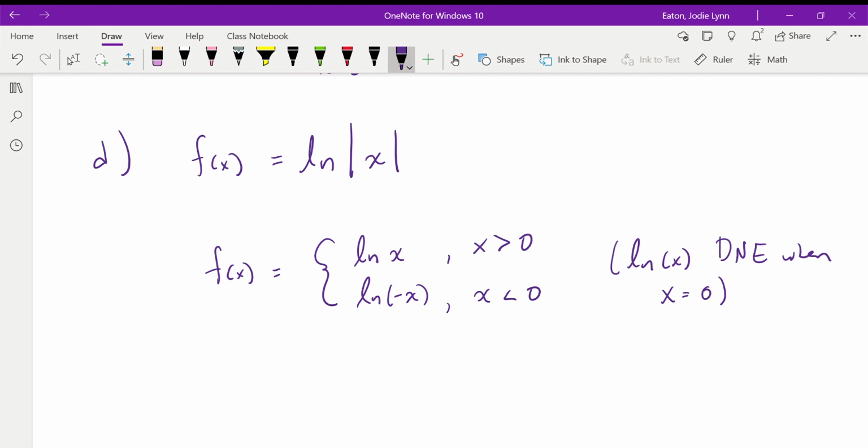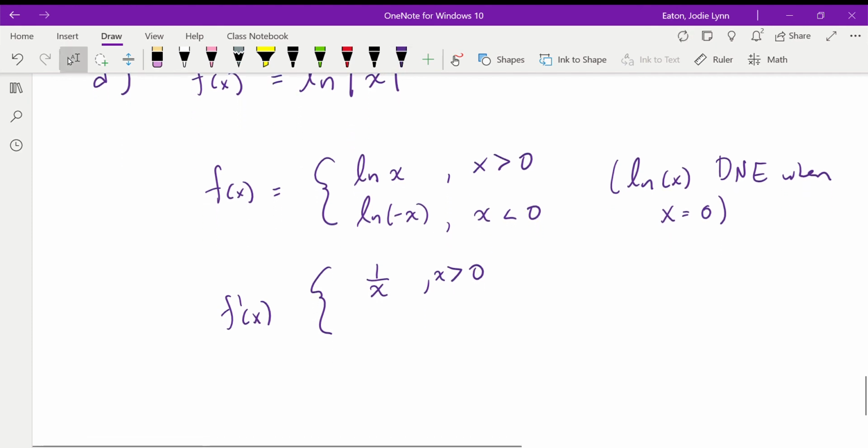So now let's see what f prime of x equals. Well, the derivative of ln of x is 1 over x. We don't have to use the chain rule at all for x greater than 0, and that was what we've been using this whole way along.